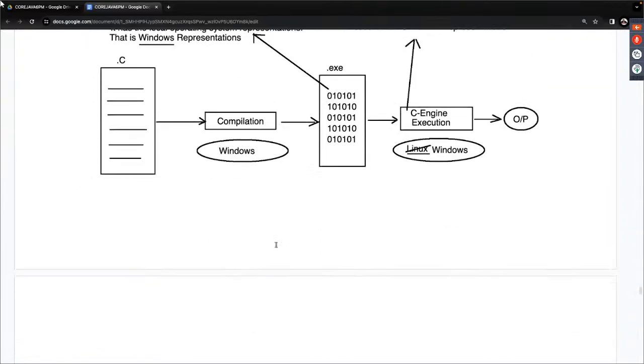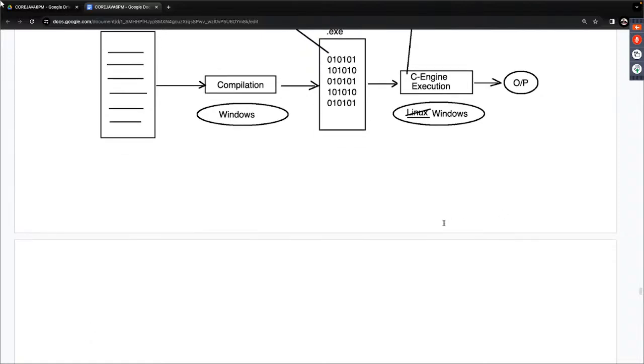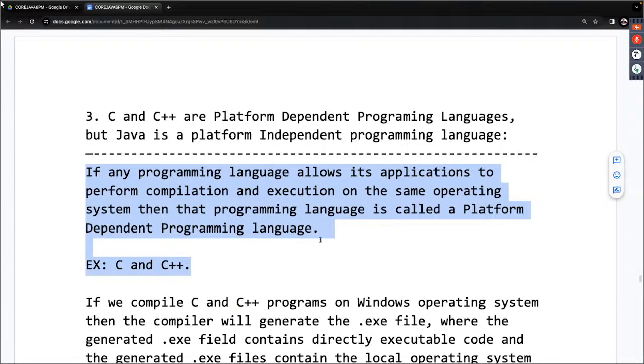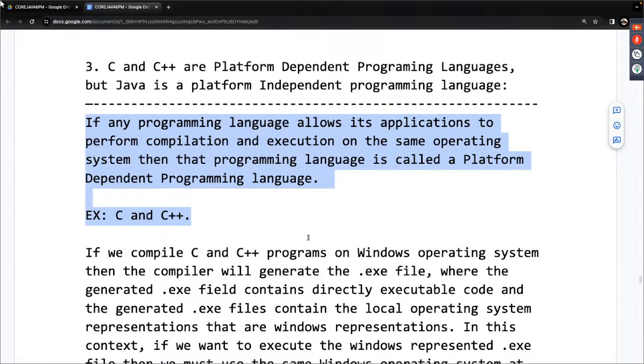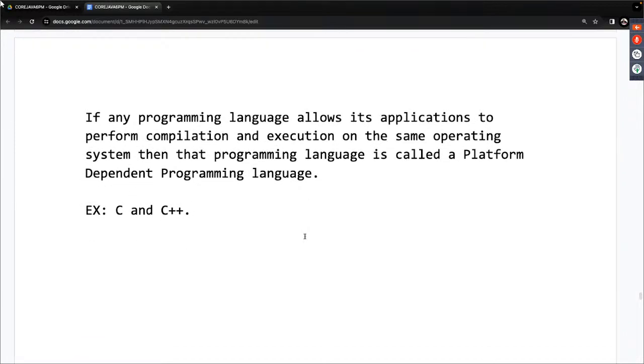All right, sir. Before understanding whether Java is a platform dependent or platform independent programming language, first of all, tell me what is a platform independent programming language? Okay, before that, let me conclude what a platform dependent programming language is. If any programming language allows its applications to perform compilation and execution on the same operating system, then that programming language is a platform dependent programming language. Quite the opposite of this is platform independent.